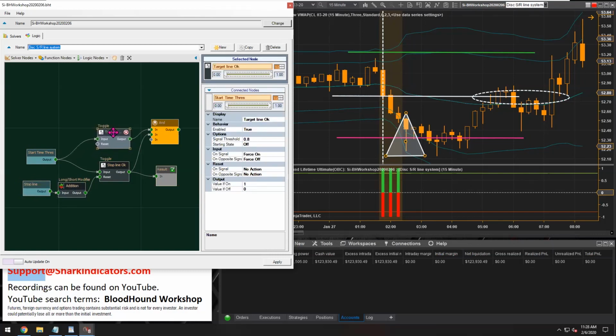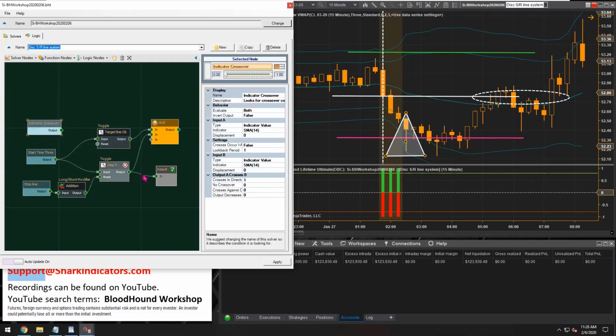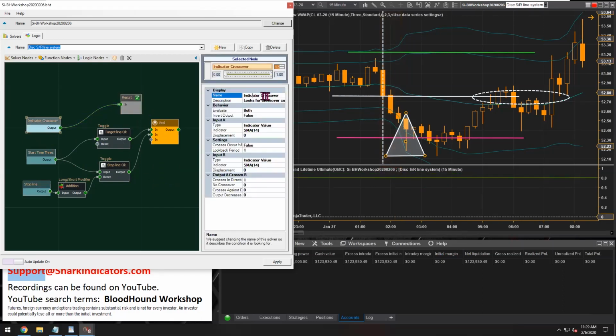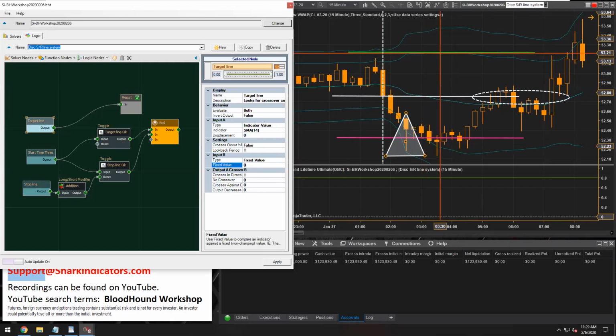Remember, we got a toggle node for the target line. So let's grab another crossover, put it back here, and let's plug that in. And so this will be our target line. And again, input B is going to be our target support resistance line value, right? So let's figure out what that is. That is 53.22. So let's put 53.22.